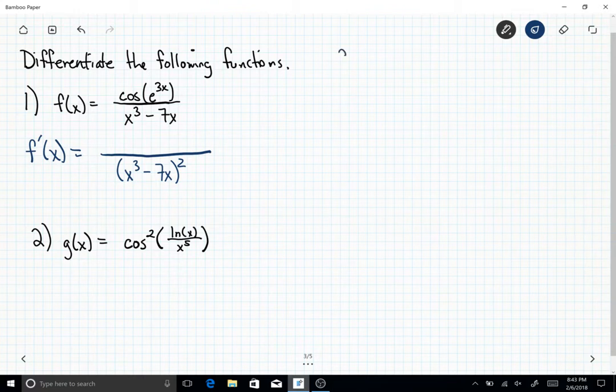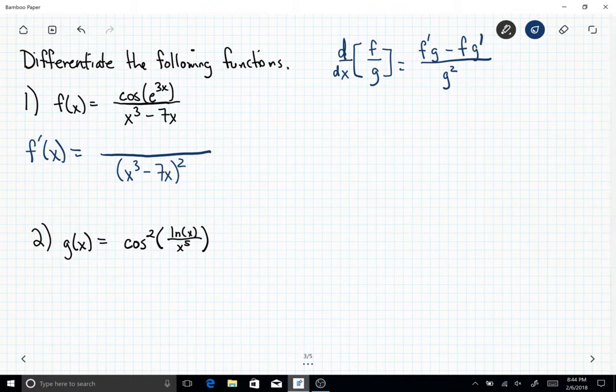Oh, and just in case you don't remember, I'll give you a shorthand here. If we have f over g, the derivative, you basically take g squared, and then it goes f prime g minus f and then g prime. So you square the bottom, and then it goes low d high minus high d low, and the d stands for take the derivative. Low would be the denominator, and high would be the numerator, is what's going on there.